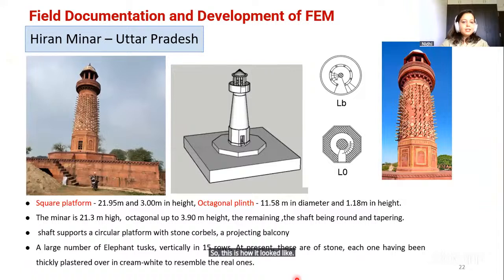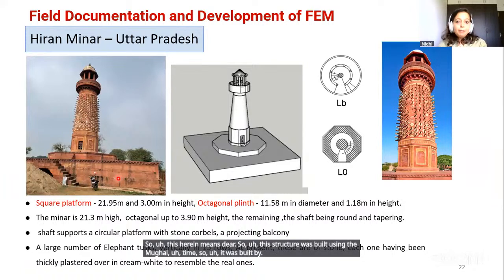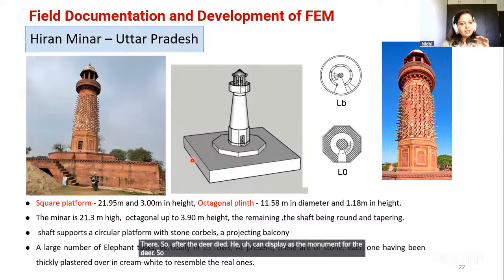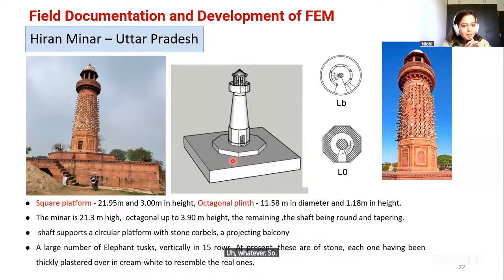So the next study was in Hiran Minar, Uttar Pradesh. Hiran means deer. This structure was built in the Mughal time, by the Emperor Jahangir. He had a favorite deer. After the deer died, he kept this place as a monument for the deer. This base region is where his deer's tomb is. That is how the name Hiran Minar came about.